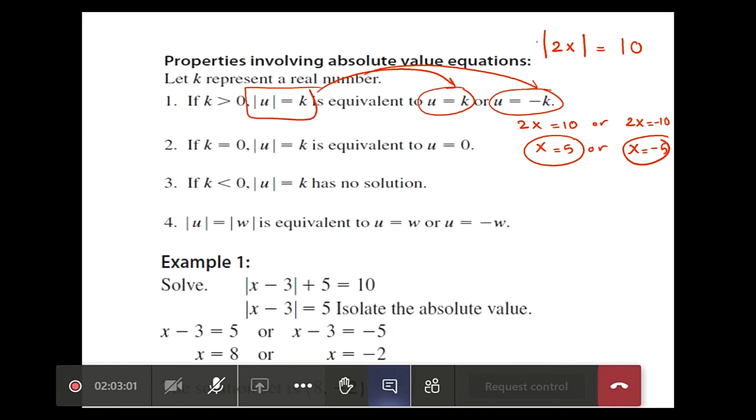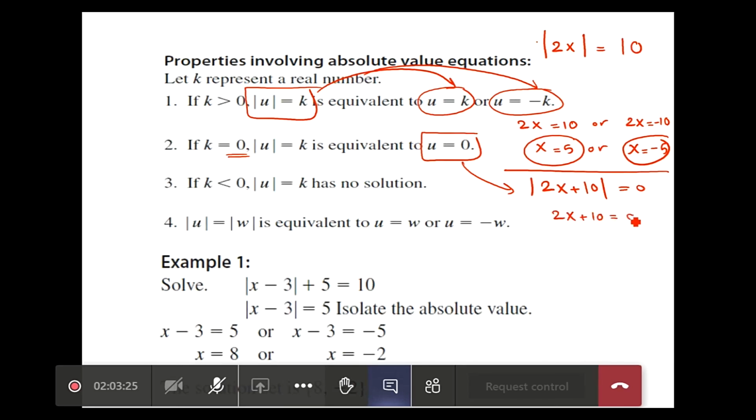Okay, but if k equals 0, we have one solution, u equals 0. For example, if the absolute value of 2x plus 10 equals 0, so we have 2x plus 10 equals 0. Move the 10, minus 10, and divide by 2, x equals negative 5.